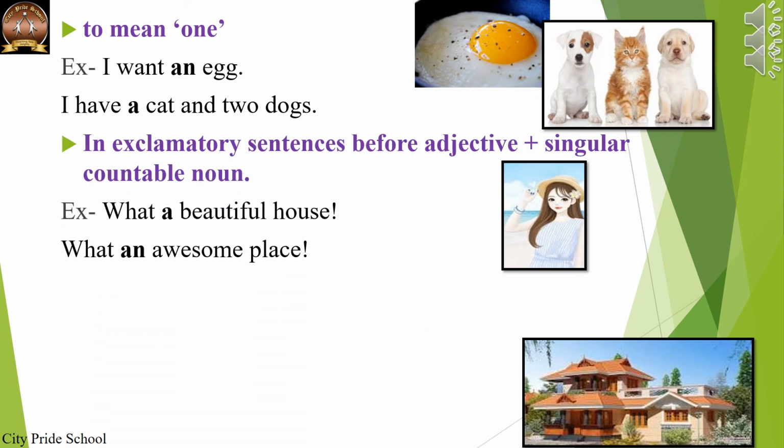Next rule, a and an is used in the exclamatory sentence before an adjective with singular and countable nouns. Example, what a beautiful house. So in this sentence, beautiful is an adjective and house is a singular countable noun. So we refer to a beautiful house as a beautiful house. Next example, what an awesome place. So awesome is an adjective and place is a noun.